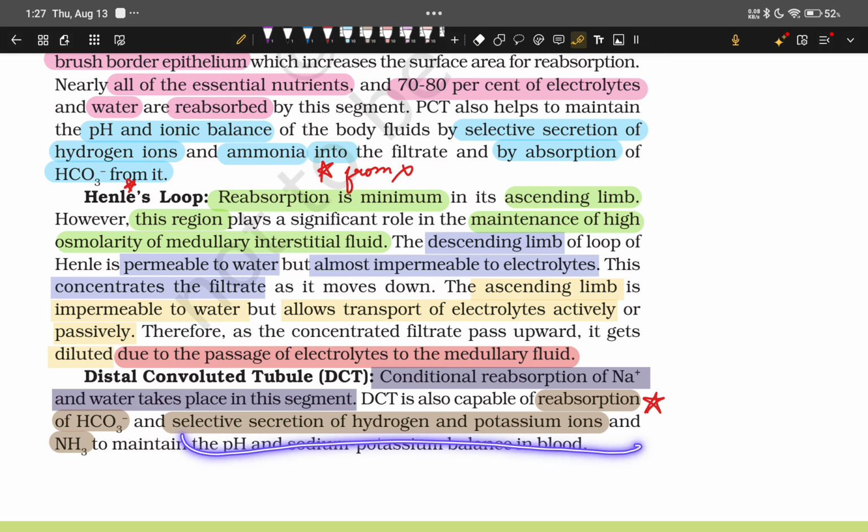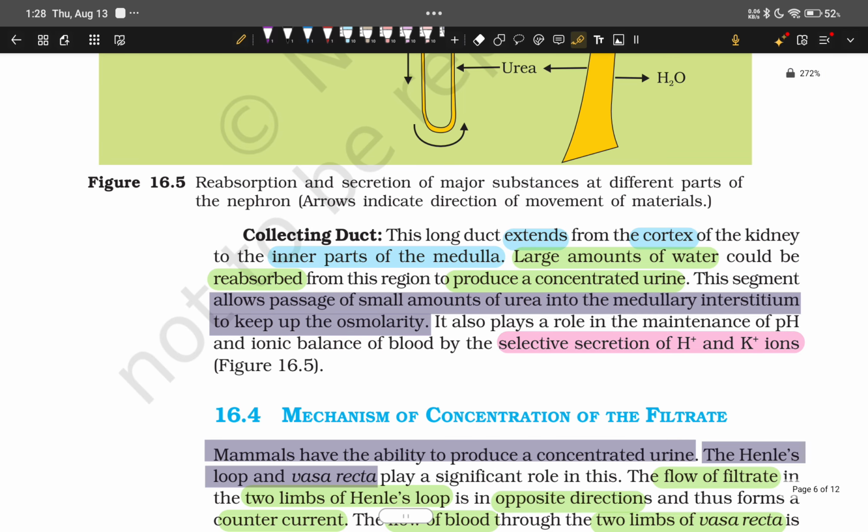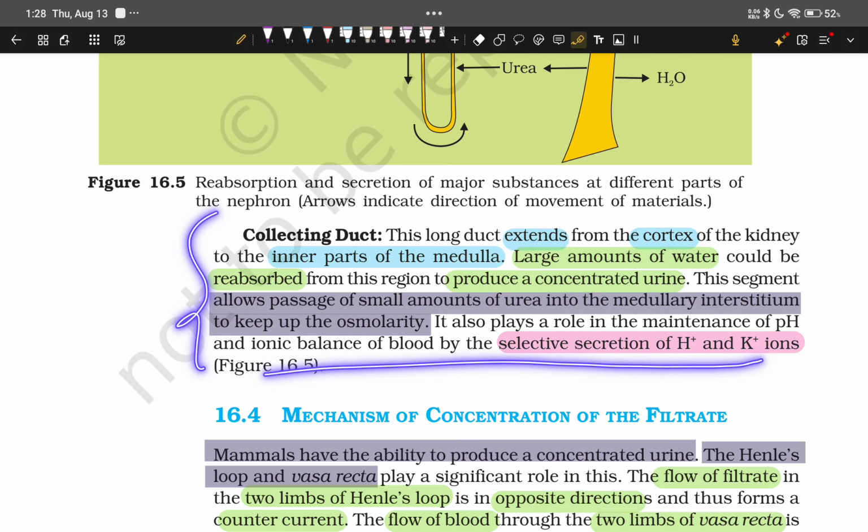Then we have secretion of hydrogen and potassium ions plus ammonia in the DCT, again to maintain ionic balance, sodium-potassium balance, and pH balance. The point to remember is that there is conditional reabsorption of sodium and water in the DCT only, because if you talk about the collecting duct, nowhere is conditional reabsorption mentioned.